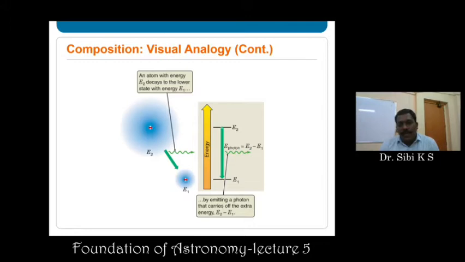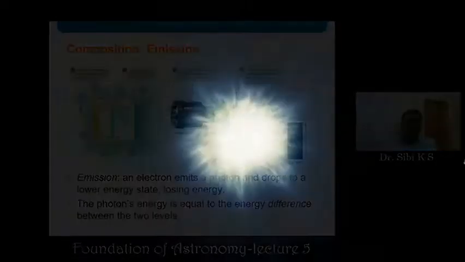Here you can see the figure, a visual analogy of what is happening. An atom with energy E2 decays to the lower energy state with energy E1. So what happens? It emits a photon, E photon equal to E2 minus E1. So the energy is coming out as a photon which carries that extra energy of E2 minus E1.